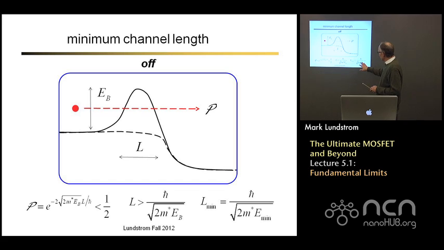So you can see the minimum channel length then is h bar over square root of 2m times the energy barrier. And if I take that energy barrier, if I arrange things so that that energy barrier here is equal to the minimum switching energy and no larger, then I can express the minimum channel length in terms of the minimum energy. And I get an expression like this. It's not material independent. Depends a little bit on the effective mass, but only as a square root of the effective mass.